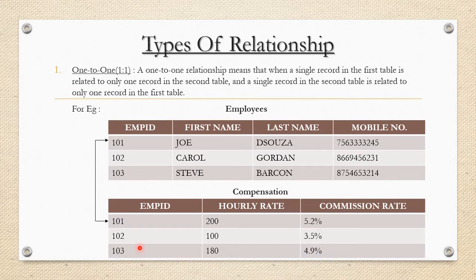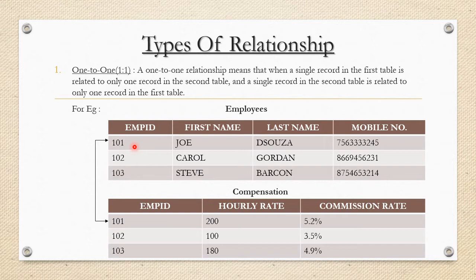So this is what a one-to-one relationship is. So have all of you understood what a one-to-one relationship is? One record in the first table should be related to one record in the other table, and similarly a single record in the other table should be related to one record in the first table. That is the meaning of a one-to-one relationship.